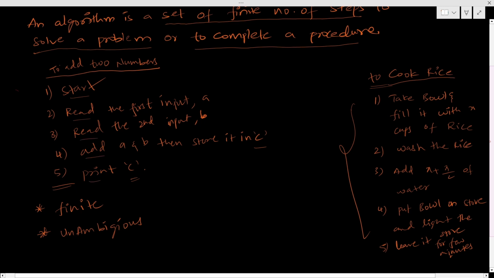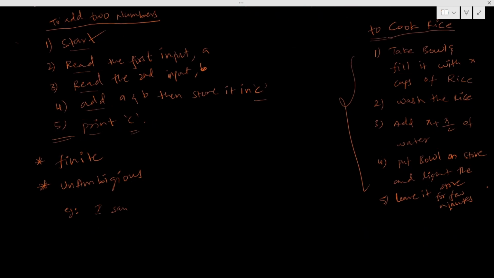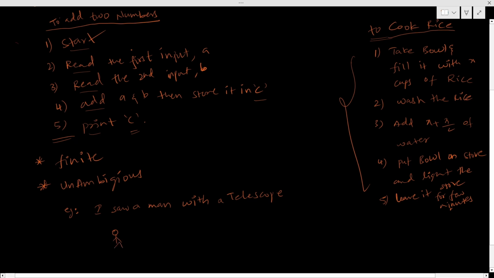Each statement should lead to only one meaning. It can't lead to two meanings. For example, "I saw a man with a telescope." Let's take this example. Now, what does this sentence mean? What does this sentence want to convey to us?